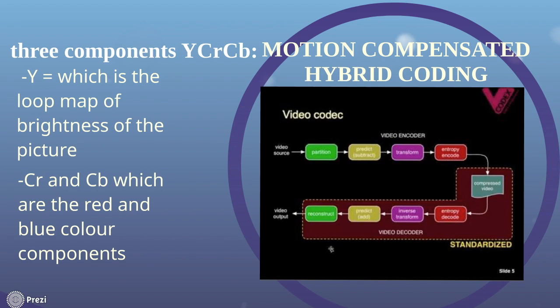First of all, an encoder needs to communicate with a decoder and they should be compatible with each other for it to work. When partitioning a video, you're breaking it into units to be processed in the video codec. These units will be processed into three components: the Y, CR, CB. The Y component is a rough map of the brightness of the picture presented, and the CR and CB are the red and blue color components.